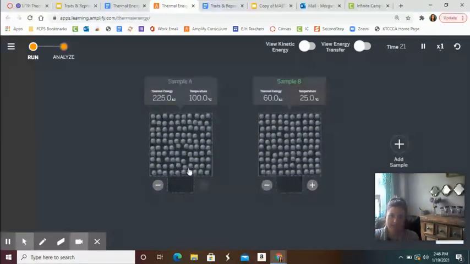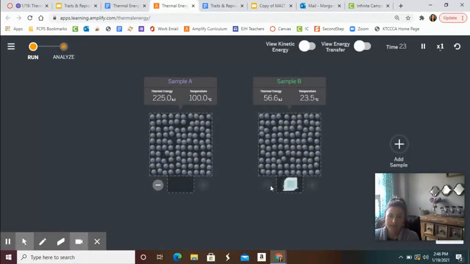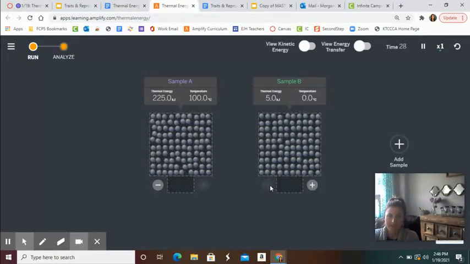You can see I've maxed it out. And then I'm going to make my other sample cold. And you can see a little ice cube. So I'm going to make it as cold as I can. So that's at 0 degrees. And this is 100 degrees Celsius. And you can already observe some differences.